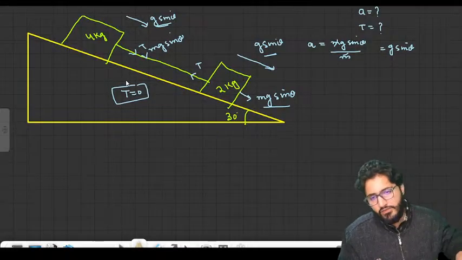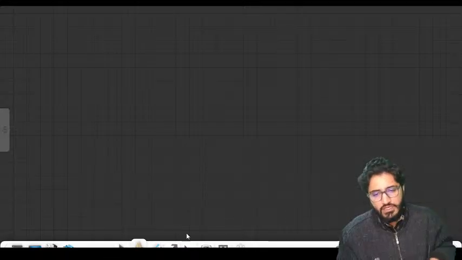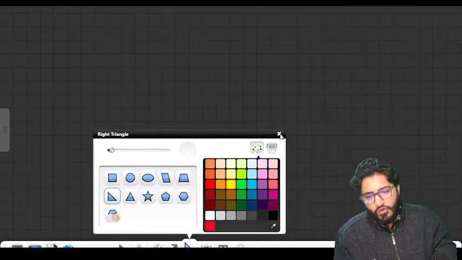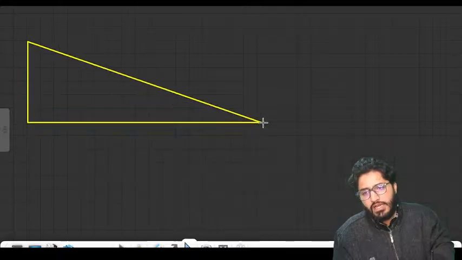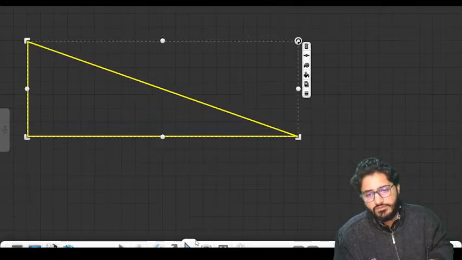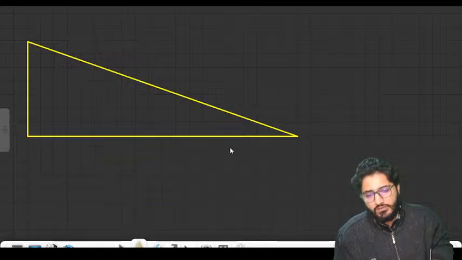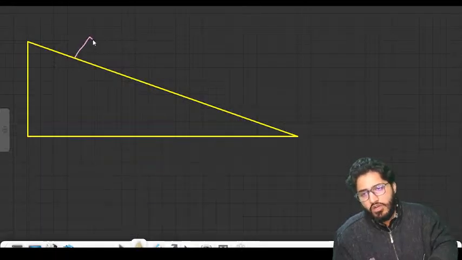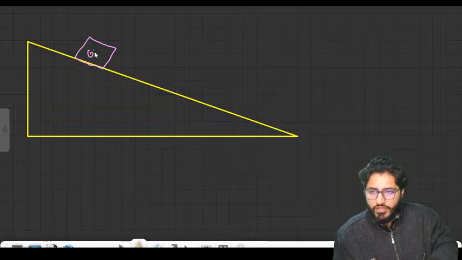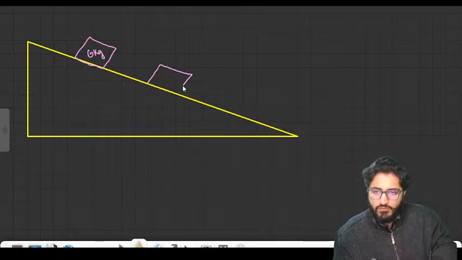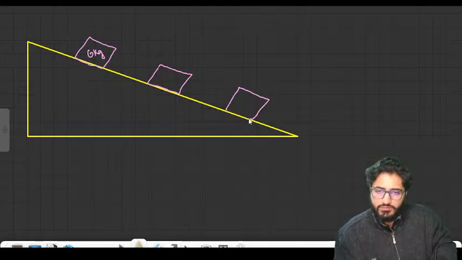Now, I will be giving you one numerical for your homework. And the numerical will be a difficult one. So we are having a block of 6 kilogram. One more block, mass is 2 kilogram. Mass is 4 kilogram.